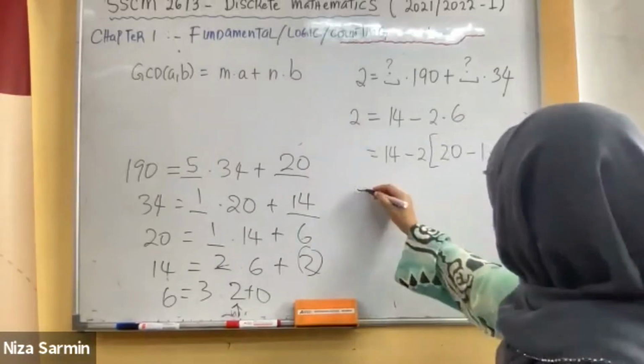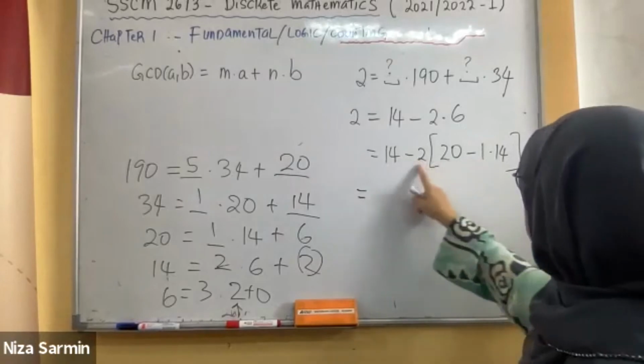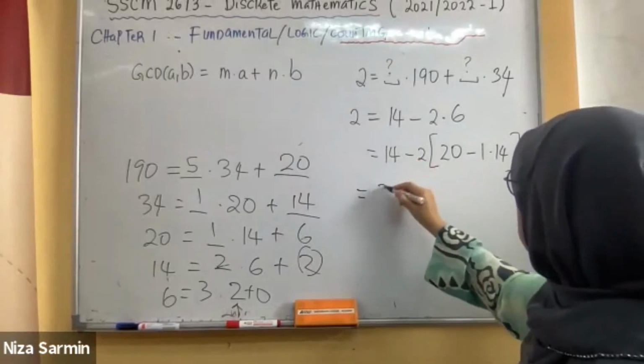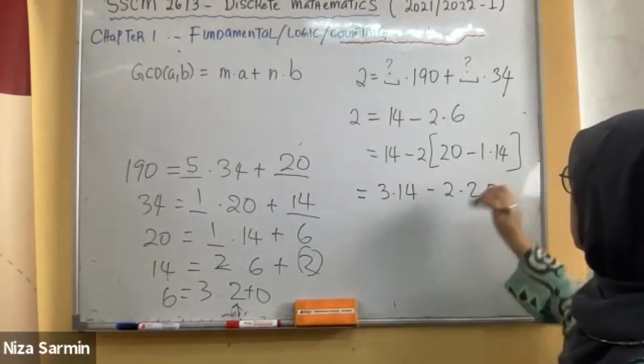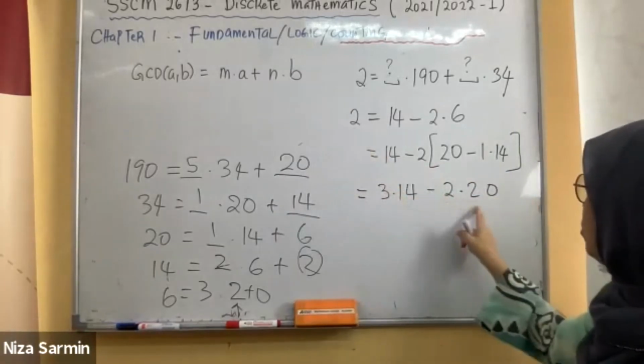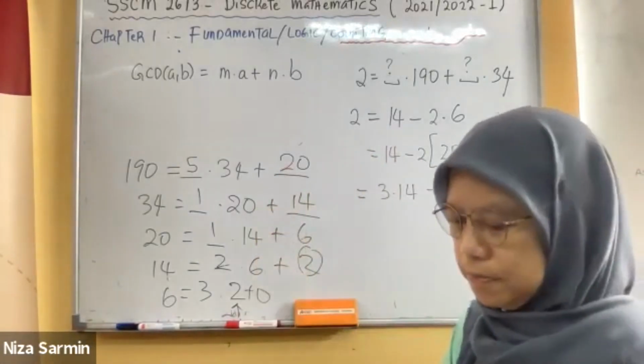Okay, so you have 114 here, 314, 214 here, so 314 minus 220. Now you get this in terms of 14 and 20. So you go back up, you go back up.